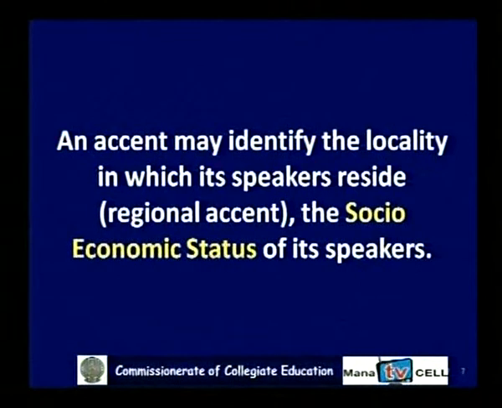Then an accent may identify the locality in which its speakers reside, that is regional accent, and the socio-economic status of its speakers. Here students, you observe the terminology I have used, the socio-economic status of its speakers. That means, for example, people living in tribal areas, and socio-economic status means illiterates and literates. By using the accent, we can understand whether they are literates or illiterates. By talking to them, we can immediately make out that this person is from that particular place. The socio-economic status also we can make out.